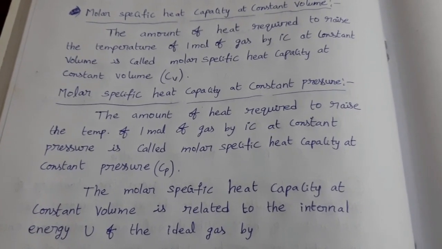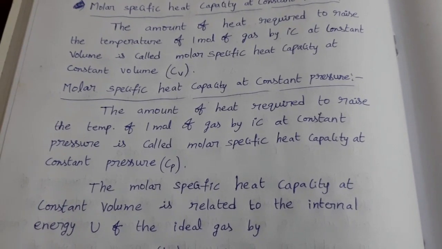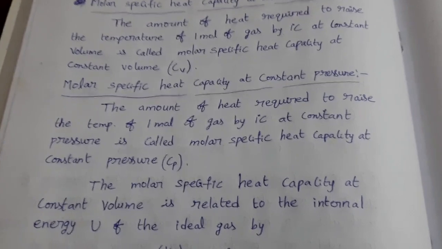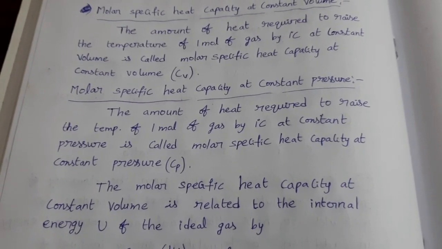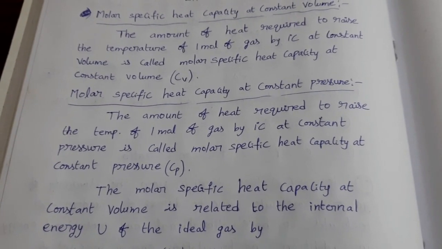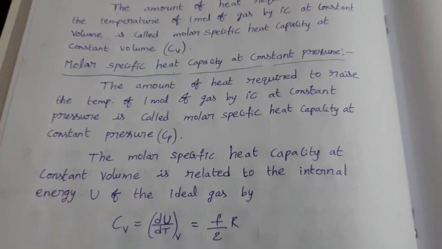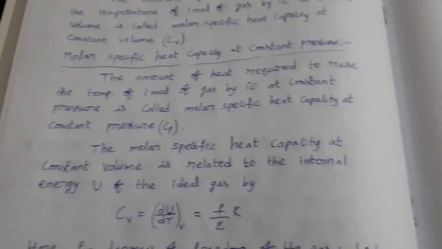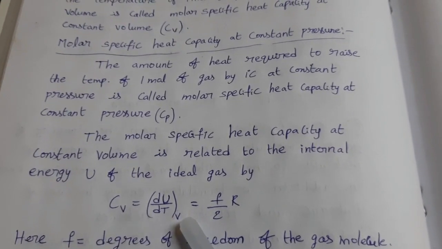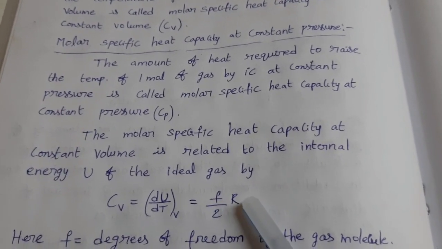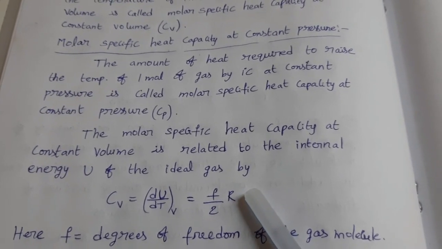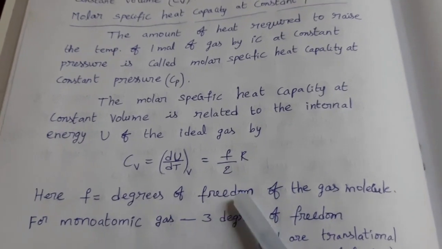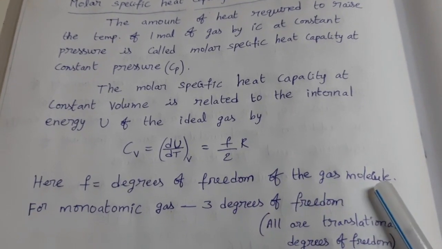Next, the molar specific heat capacity at constant volume is related to the internal energy U of the ideal gas. How Cv and internal energy U are related means Cv equal to dU by dT at constant V, V means at constant volume, that equals f by 2 into R. R means universal gas constant. f, what is f? Degrees of freedom of gas molecule.